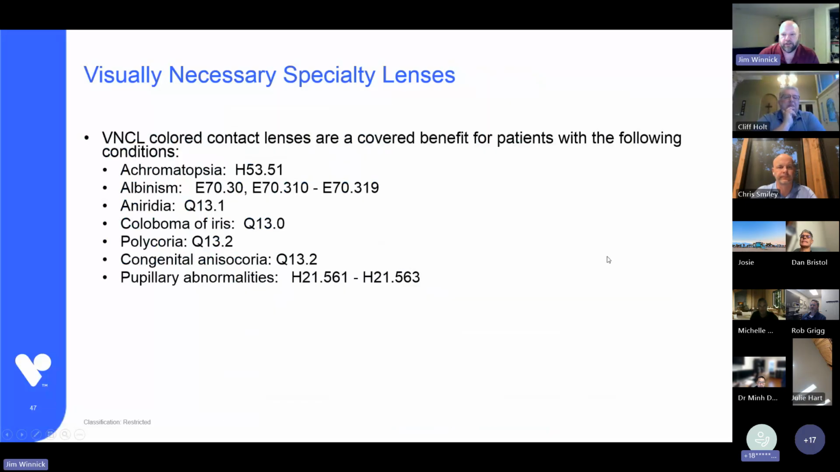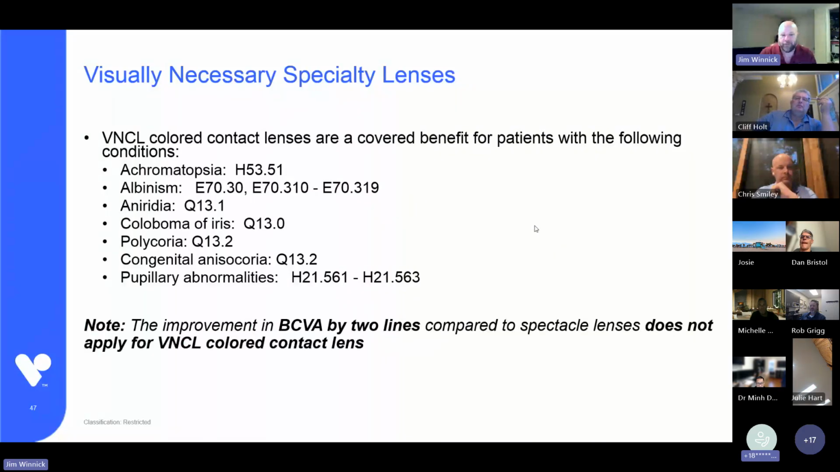Colored contact lenses. Colored contact lenses are appropriate for these handfuls of conditions. And these are usually forms of abnormal pupils that result in light sensitivity, and the patient is improved by the use of a colored contact lens. In these particular cases, 2 things. There is no requirement, again, for that 2-line improvement. And actually, this is the only case where, if you have an appropriate condition, you can justify a plano contact lens.